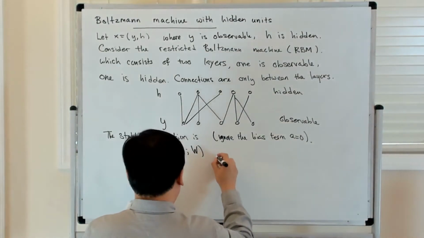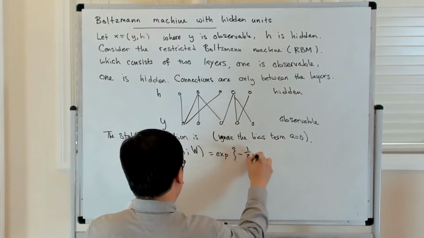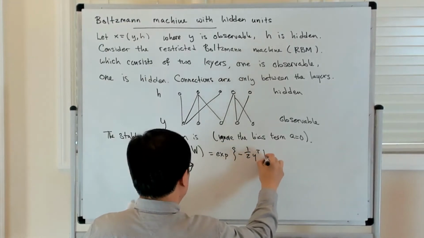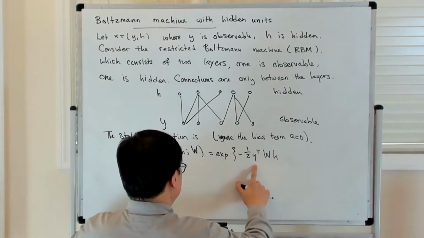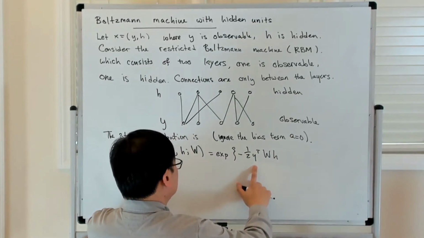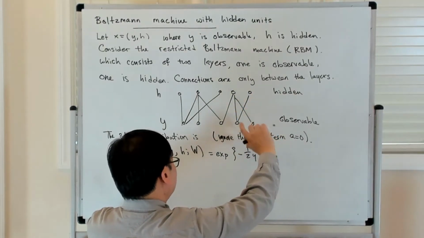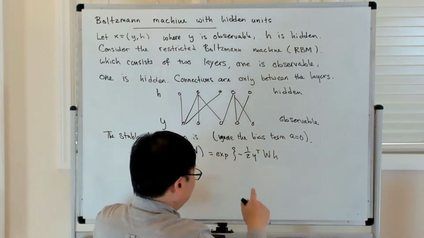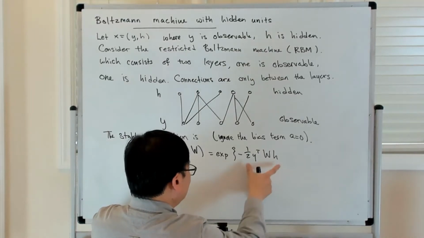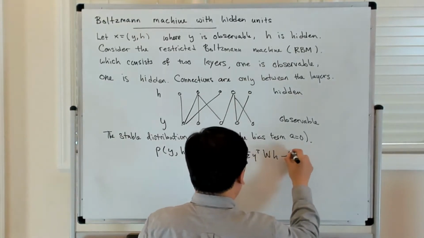Right, so that's equal to the exponential of negative 1/2 y transpose W h. Right, so the fact that the connections are between hidden variables and the observable variables, together with the symmetry of W, means that I can write that quadratic form, which normally involves both y and h, in this way, right? Okay.